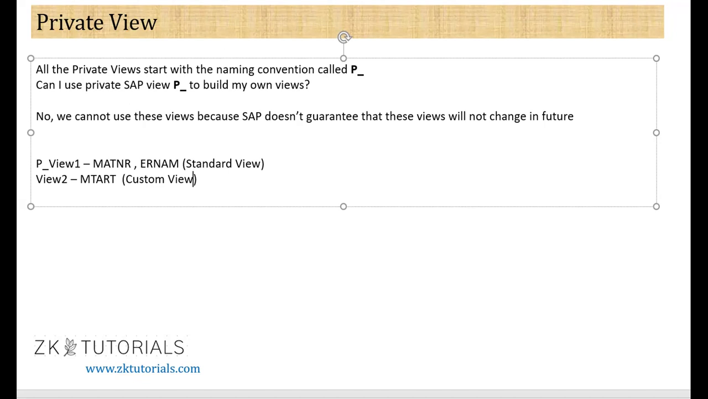So we build our own custom view over the private view. I have just added one more field, which is MATNR. Then, as part of my view exposure, maybe I build an OData service on this, expose it to Fiori, and build a Fiori app. The fields in it now are MATNR, ERNAME and MTR.